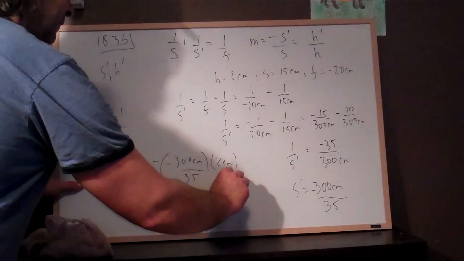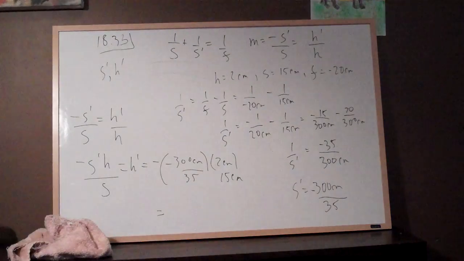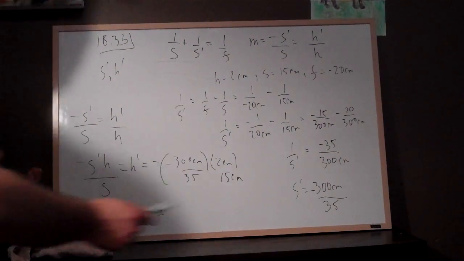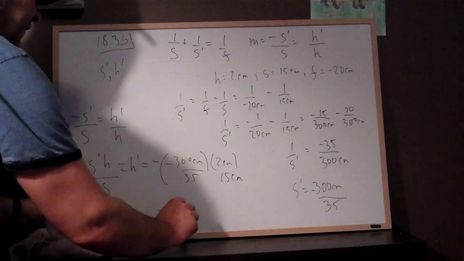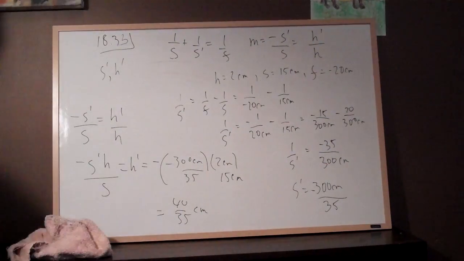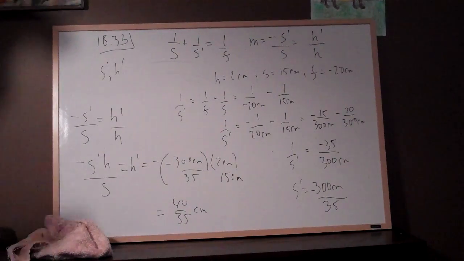I can write it here. Good. So we can see that this is going to turn out to be positive, and maybe the numbers will come out nicely enough that we could do it now. 40 divided by 35 or something like that. So whatever this turned out to be, 40 divided by 35 centimeters. And the minus sign went away. If I did the math right, I'm doing it in my head, so hopefully it's right.